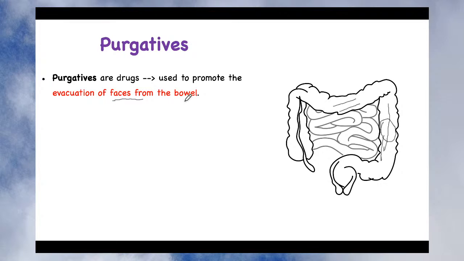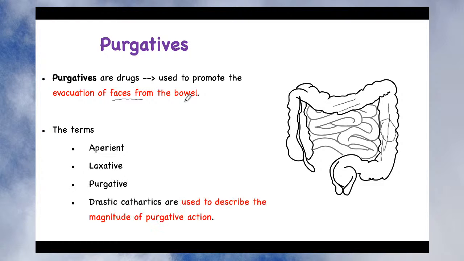Depending upon the intensity of their action, purgatives have different synonyms. The terms aperient, laxative, purgative, and drastic cathartic are used to describe the magnitude of the purgative action. What it means is, when you go from aperient to drastic cathartic, the intensity of the purgative action increases. For example, the laxative action is more than the aperient, and likewise the purgative action is much more than the laxative.